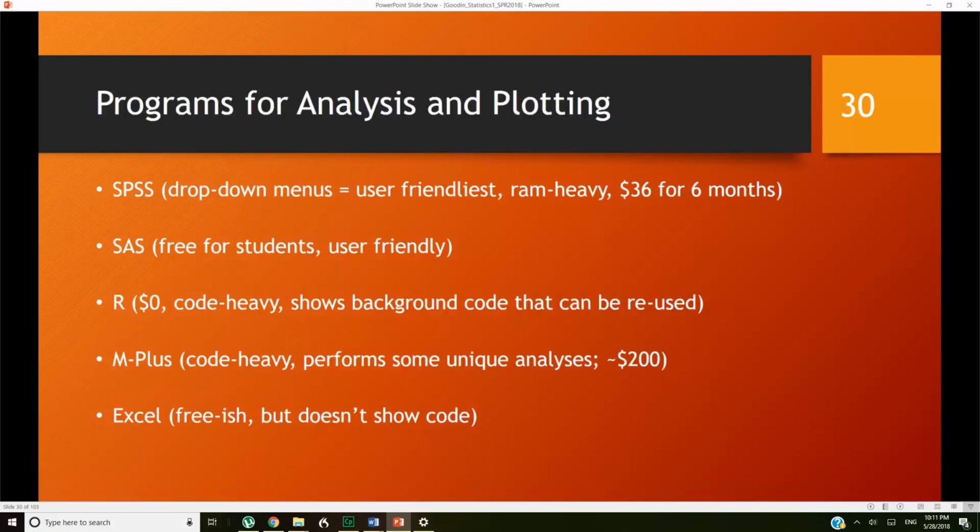R is free but requires a great amount of coding. However, by doing this coding, a researcher becomes more aware of what they are actually doing. They're also developing background code that can be reused over and over. Mplus is also code-heavy, but can perform some very unique analyses, such as structural equation modeling. Excel, which most of us have on a computer of our own, does not require much code, but can do many popular but simple analyses.